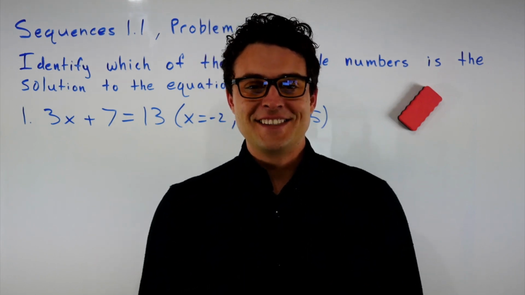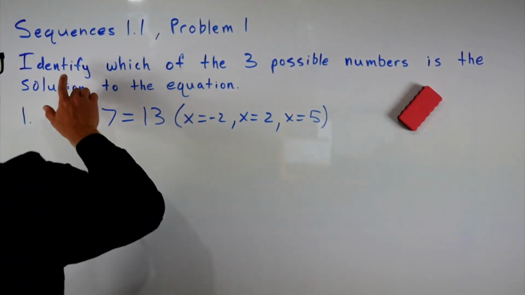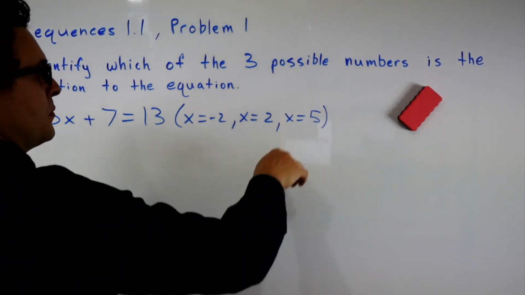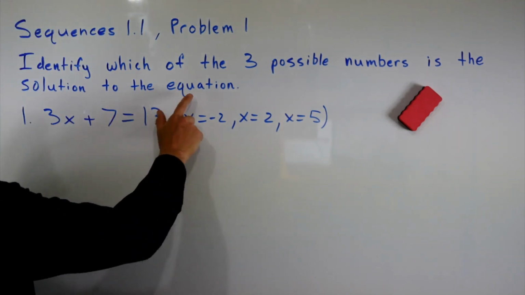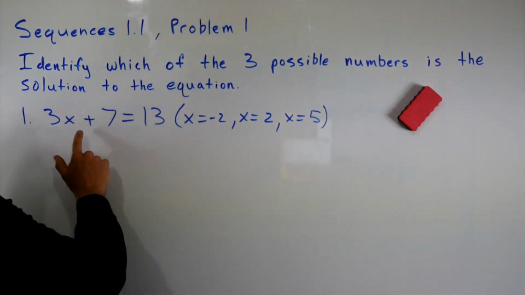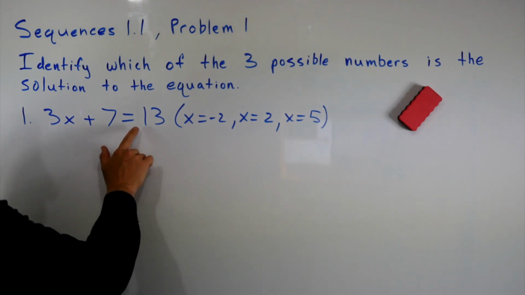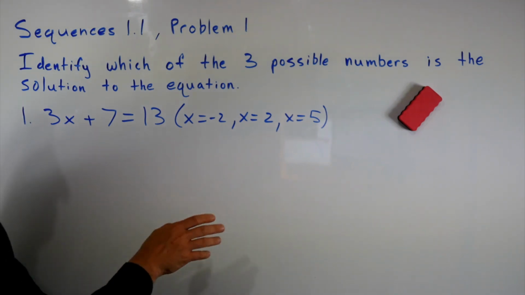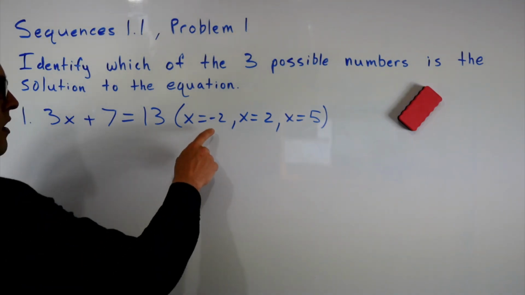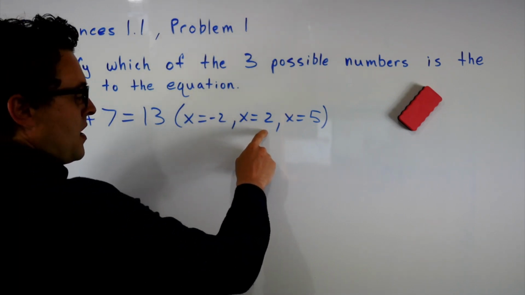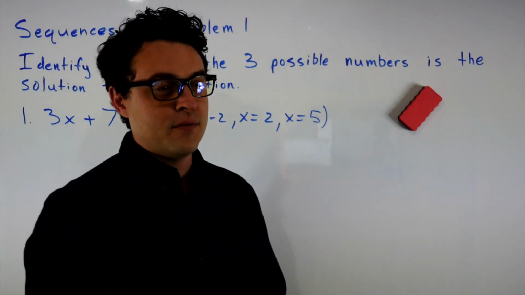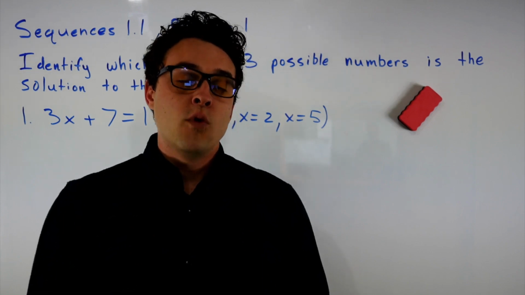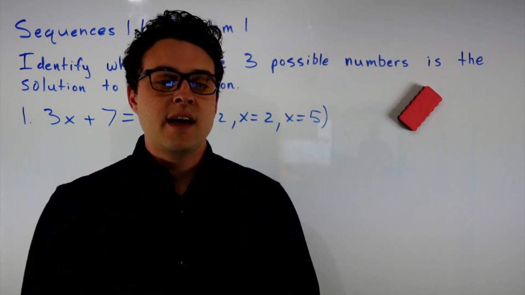All right, let's go ahead and get started. The problem says, identify which of the three possible numbers is the solution to the equation. The equation they give us is 3x plus 7 equals 13, and the three possible numbers that are solutions are either negative 2, positive 2, or positive 5. So there may be more than one solution, and we'll go ahead and check that at the end.